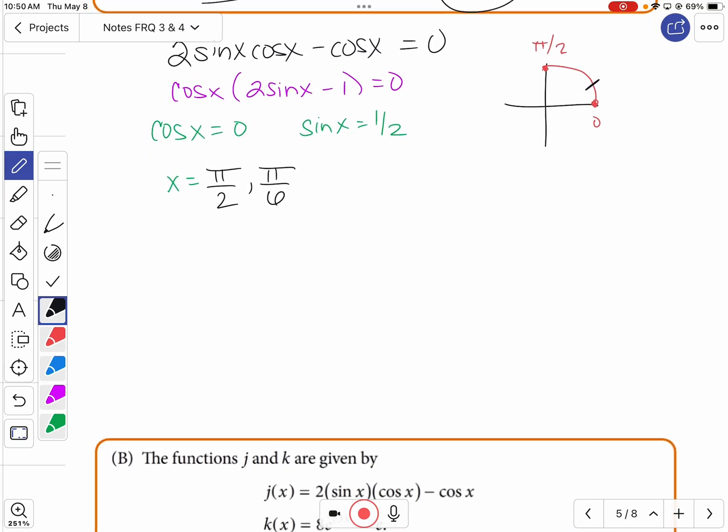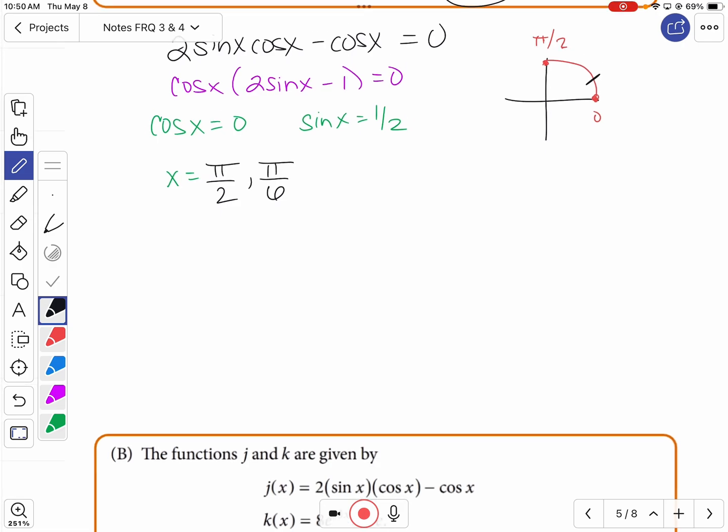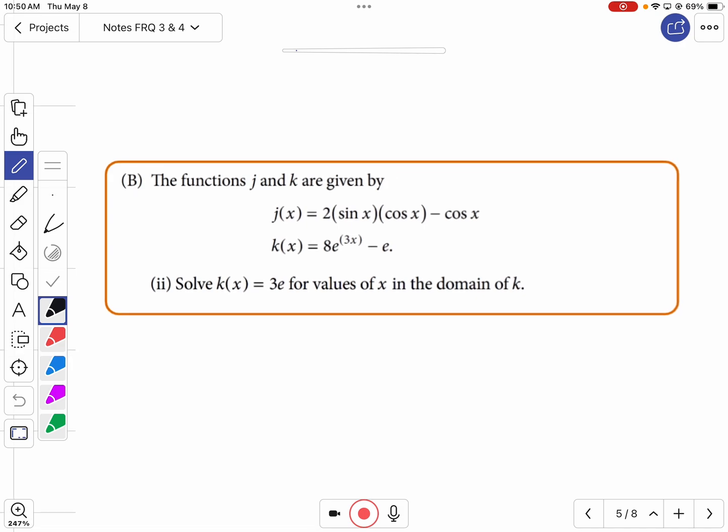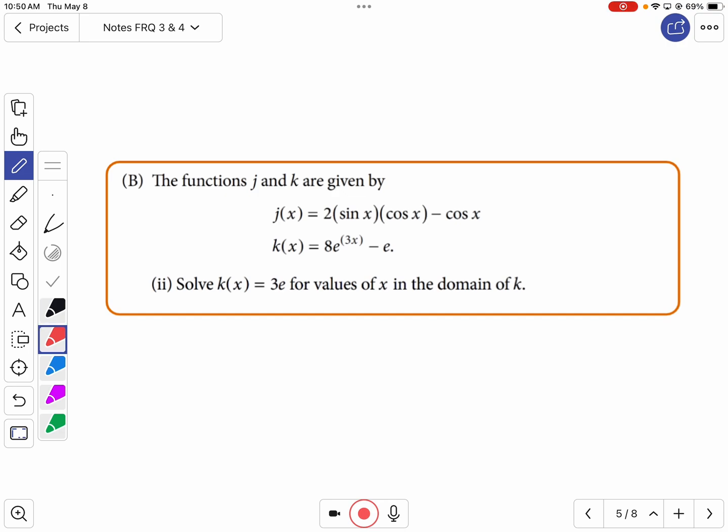I bet it wants me to do something with that other function that I haven't touched yet. So it wants me to solve k of x equal to 3e for values of x in the domain of k. So I'm going to take k, because I'm feeling lucky, 8e to the 3x minus e, and I'm going to set it equal to 3e.